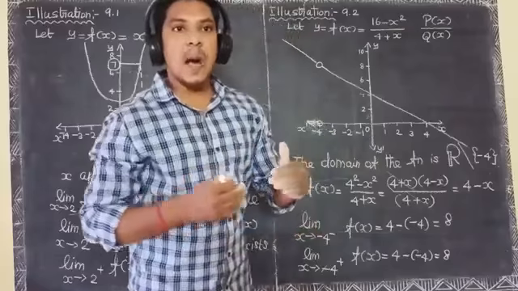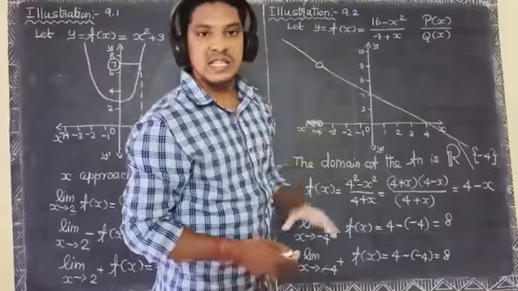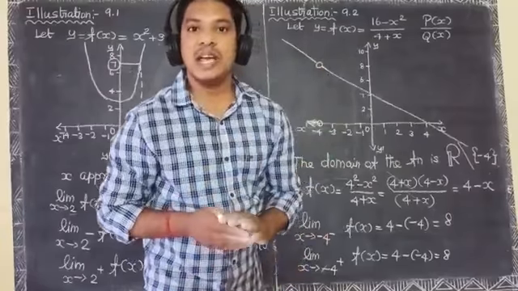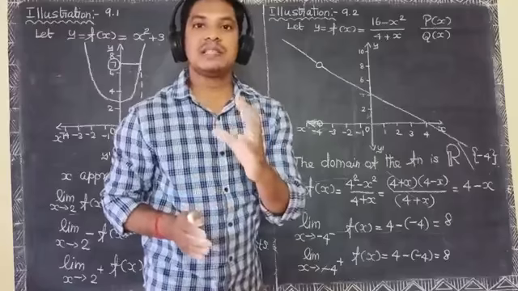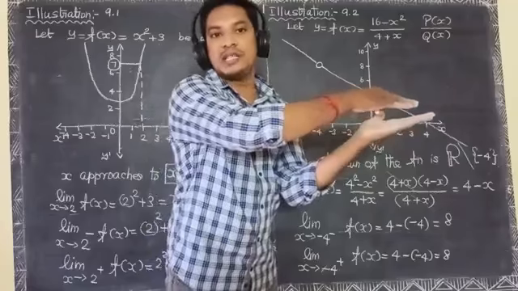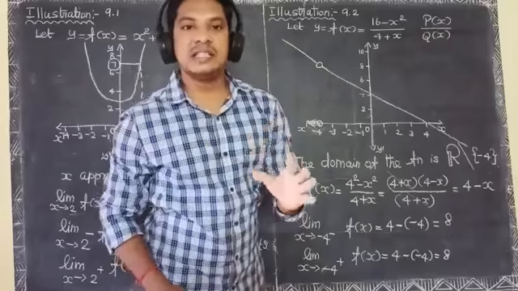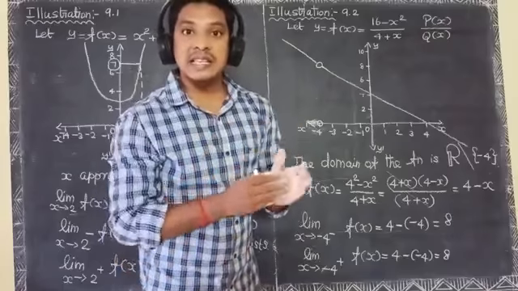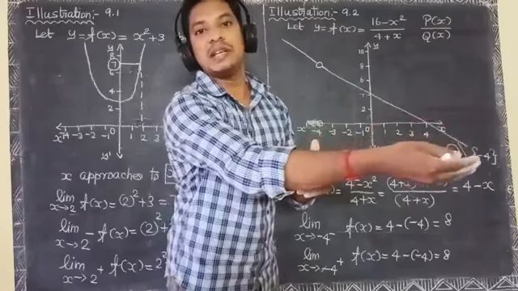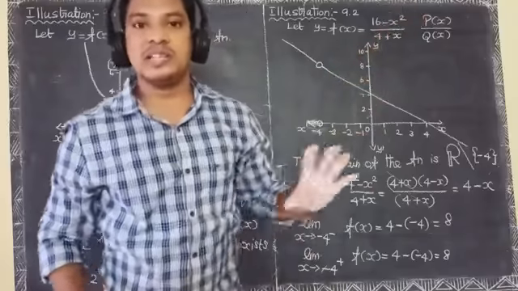Suppose x approaches minus 4 and f of x has some limit, that is, the limit of f of x exists. x approaches minus 4 means the limit exists. Suppose x equal to minus 4, then the given function f of x does not exist.